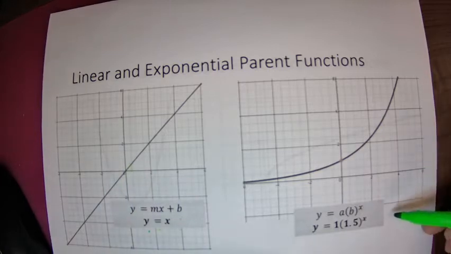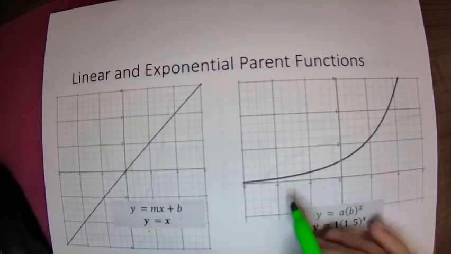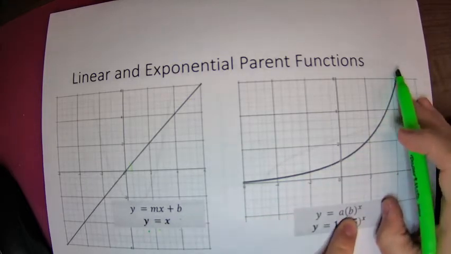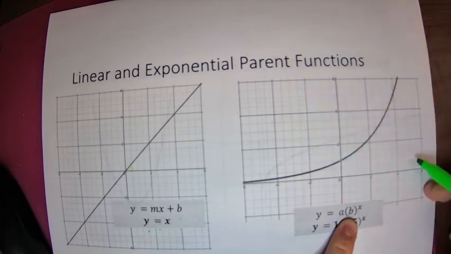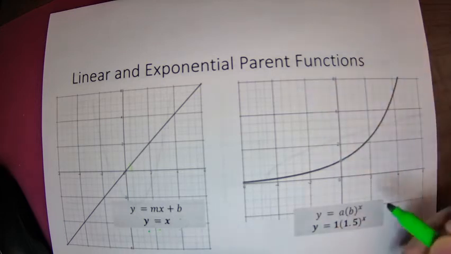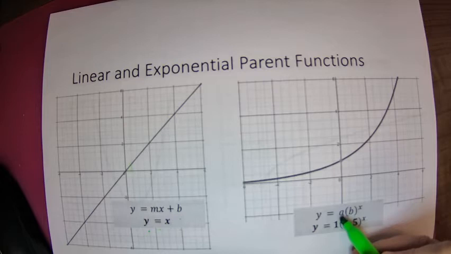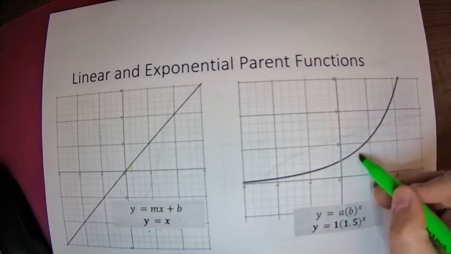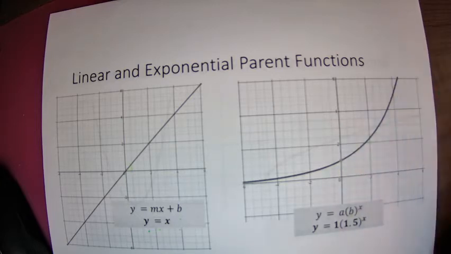There's also the exponential function. This guy has a growth if his rate is bigger than 1, or a decay if his rate is less than 1. This is the y-intercept, and this guy is the rate. So what I've graphed for you is a 1 as the y-intercept and 1.5 as the rate. That means he grows by 1/5 every time.